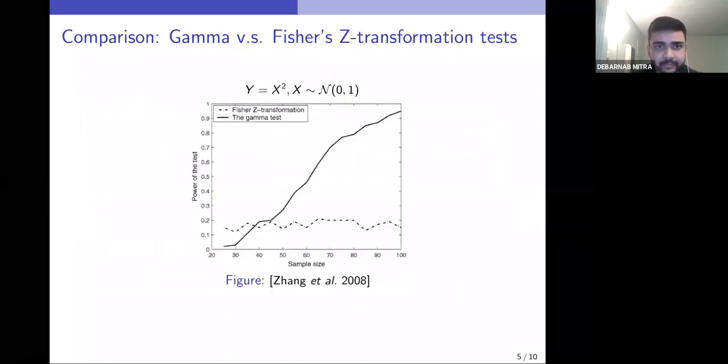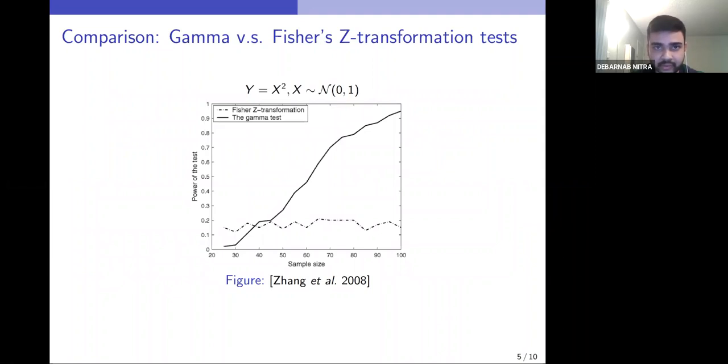So this is a simple illustrative example where we show that the gamma test is much more efficient than the Fisher's Z-transformation test when there are dependencies which are nonlinear. So here we plot the power of the test, which is the probability of rejecting the null hypothesis. And we see that for this situation, the power of the gamma test tends to 1. However, the Fisher's Z-transformation test has poor performance in this case.